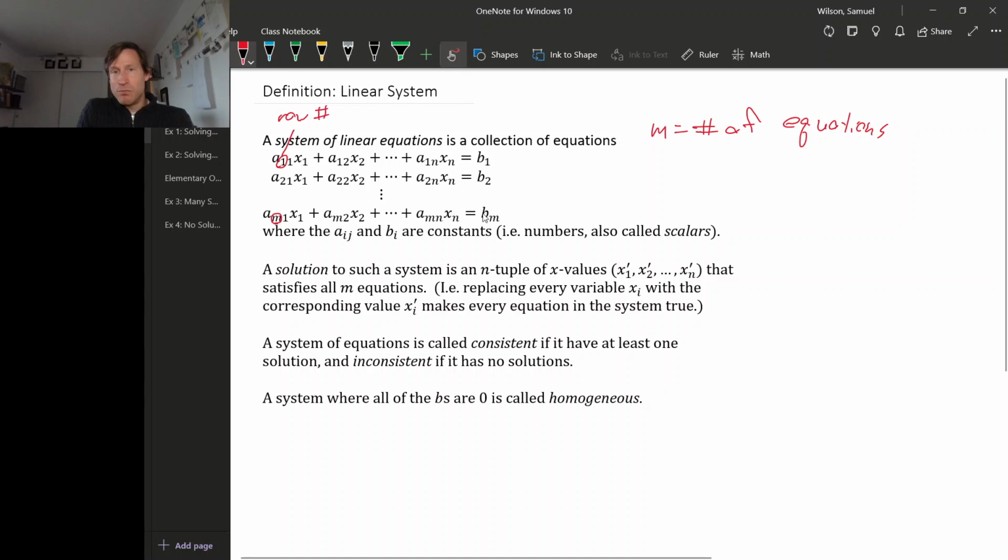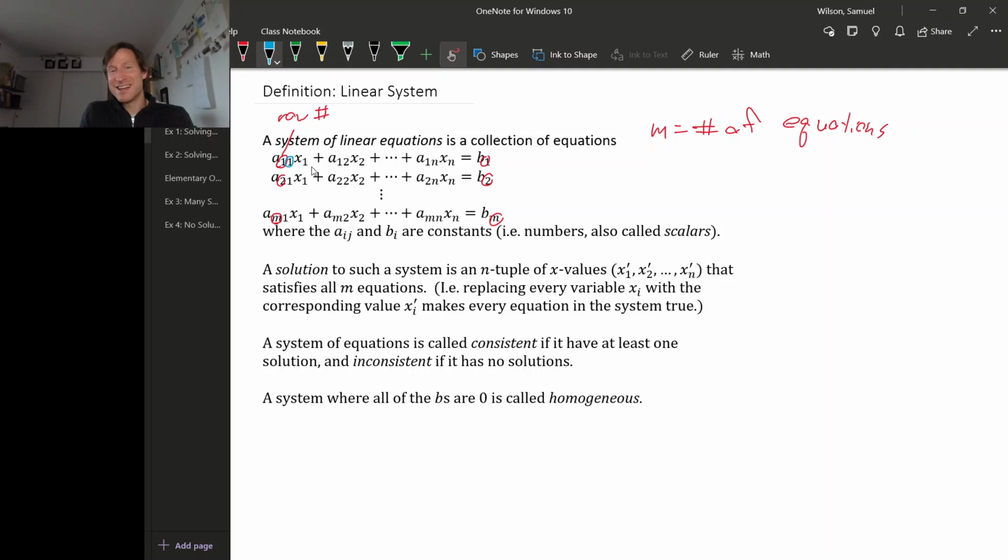Notice that on the right-hand side of the equation, these b's are also all constants, and since there's only one b value for each equation, the subscript on the b's is the same as the first subscript on the a's. Right? So the b's go from b sub 1 down to b sub m. On the a's, the second subscript is which variable you're on.